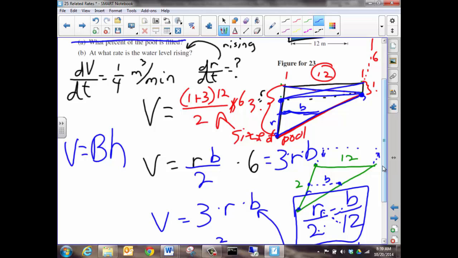So this part of the pool is 2. This part of the pool is still 12. The water is going to have to be in the same ratio as they are. R over B equals 2 over 12.